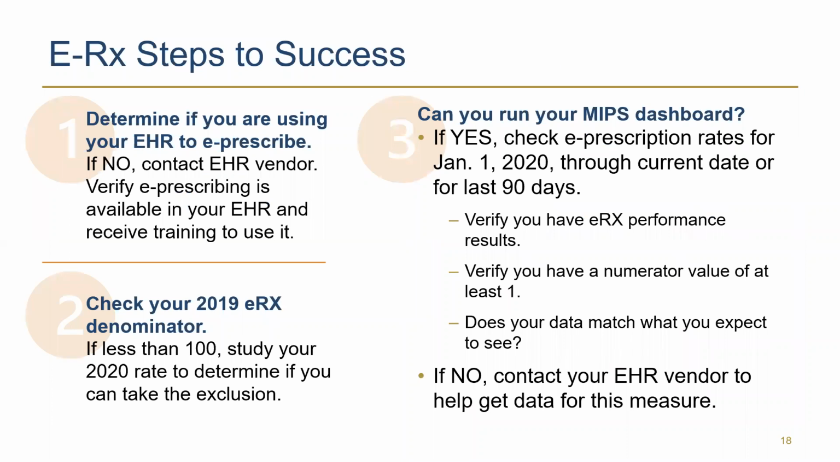Here are some steps to take to improve your performance on this measure. As we mentioned earlier, check your score on your MIPS dashboard or run your MIPS PI performance result report. Check the dashboard to determine your e-prescription rates since the start of 2020, as well as for the last 90 days. This rate will be the numerator and the denominator for this measure.